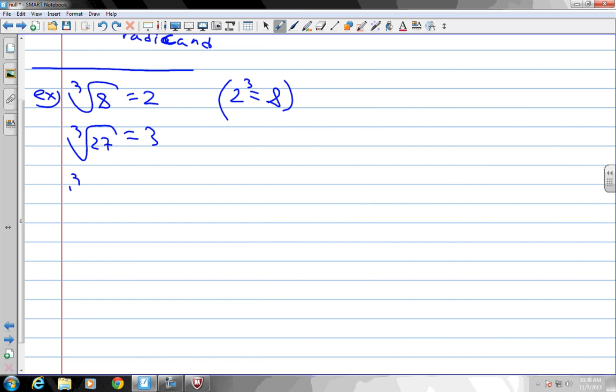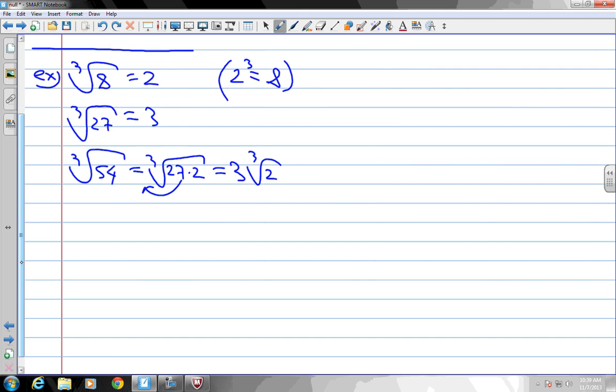If I take a cube root of 54, well, 54 is 27 times 2, and I can take the cube root of 27. That's 3. But 2 doesn't go anywhere, so we can do similar operations as we did with square roots. With higher roots, you can extract a perfect cube if it's a multiple of a number. Is that okay?